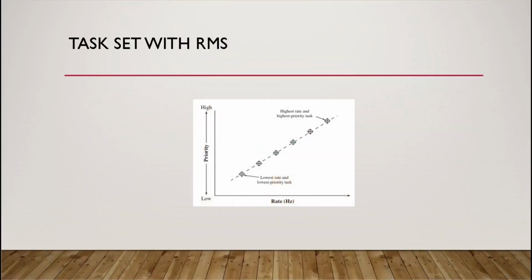Hi, my name is Brian Arnoco, and I'm going to talk about a task set with RMS. For RMS, the highest priority task is the one with the shortest period, the second highest priority task is the one with the second shortest period, and so on. When more than one task is available for execution, the one with the shortest period is serviced first. If we plot the priority of tasks as a function of the rate, the result is a monotonically increasing function, which is presented in the figure, hence the name rate monotonic scheduling.